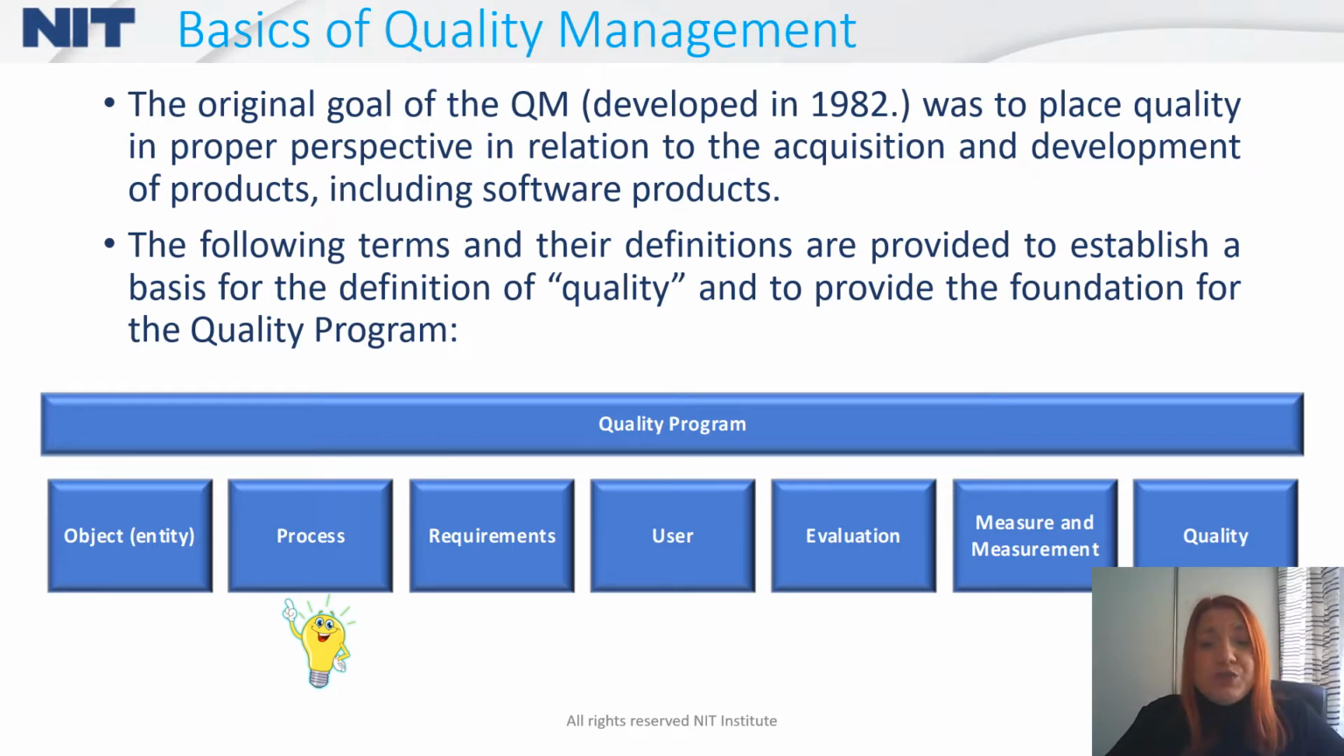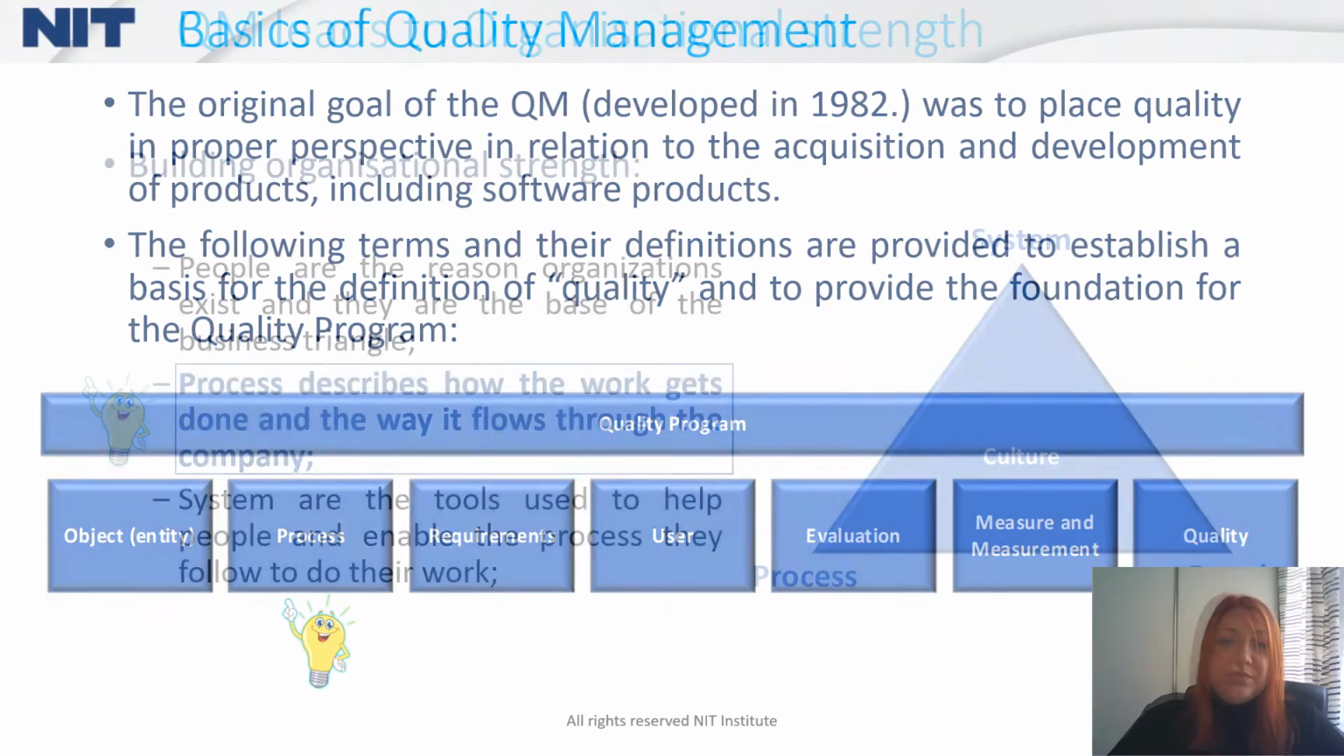Entity is the object which needs to be controlled and maintained through the quality cycle. And this is basically a very rough definition of it. Process is the definition of how the object will be maintained. Requirements are the input for the quality criteria. User is the one who will use the object. Evaluation will check if we are maintaining and developing an object as it is described in the process by using specific requirements. For that, we will check all the measurements.